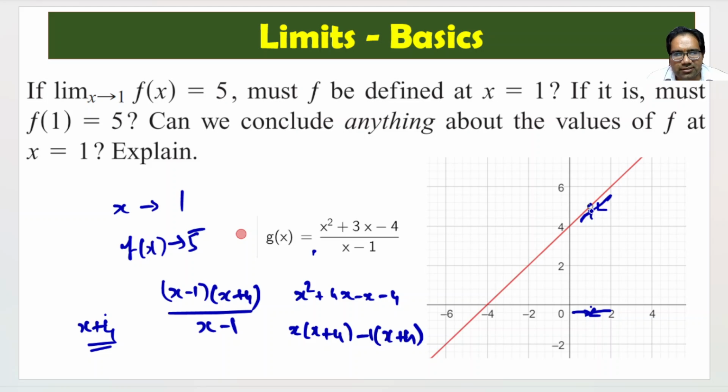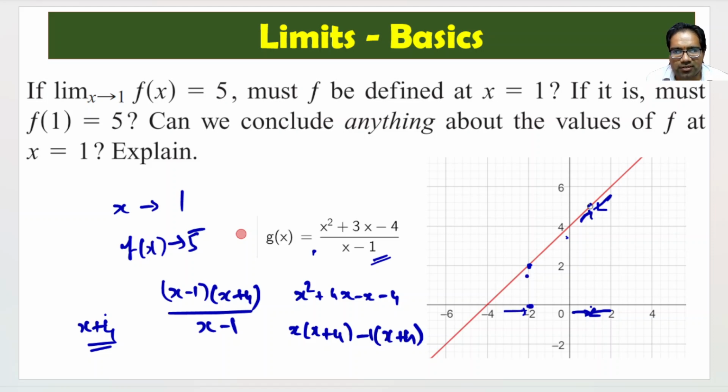But that doesn't mean this function has to be defined at x equal to 1. In this case, the function is not defined at x equal to 1, right? So the definition of a function at a particular point has nothing to do with the limit at that particular point. Limit means that if that point has a limit, the function should approach that point when x is approaching that particular x naught.